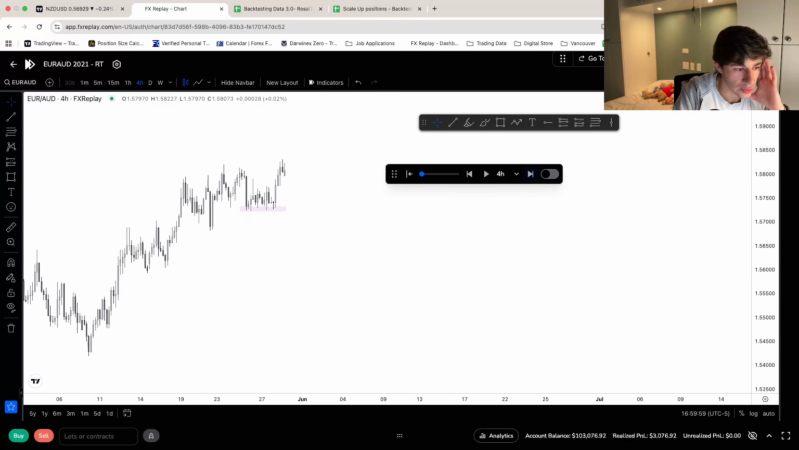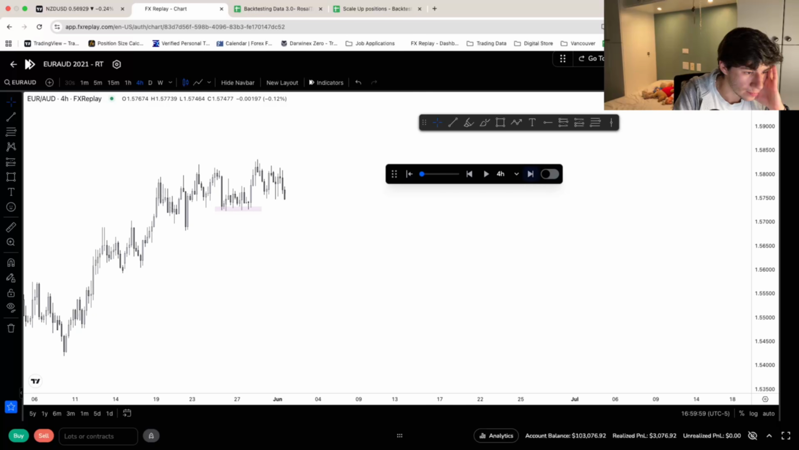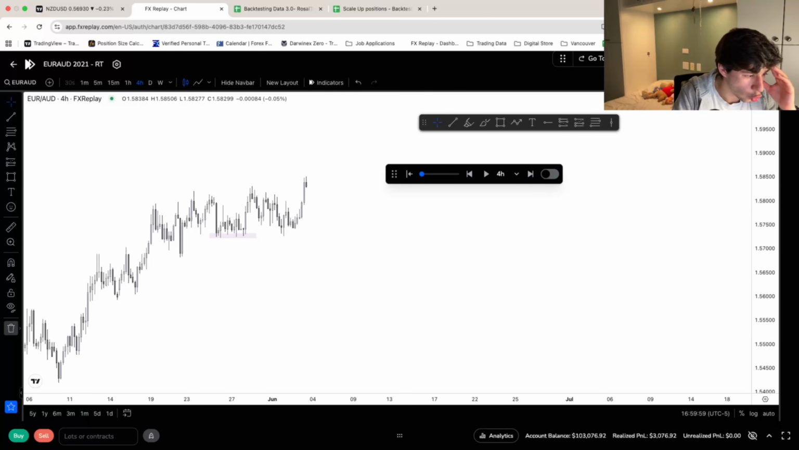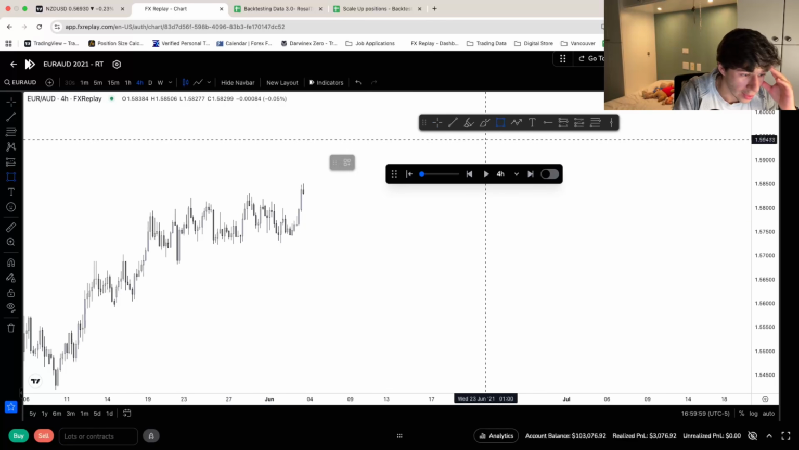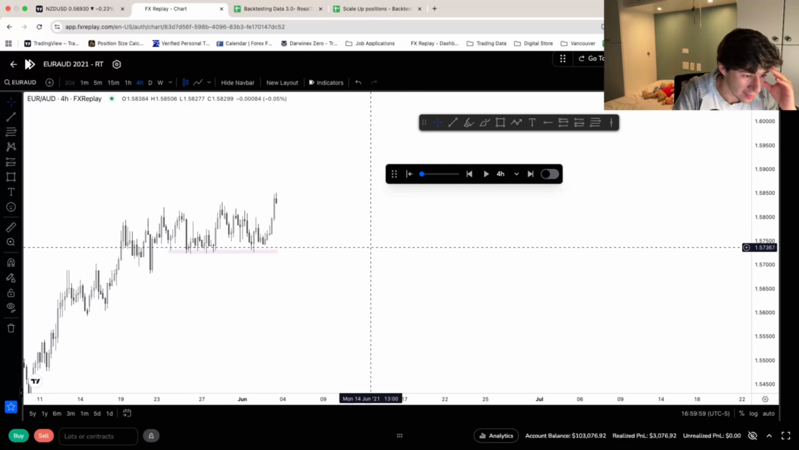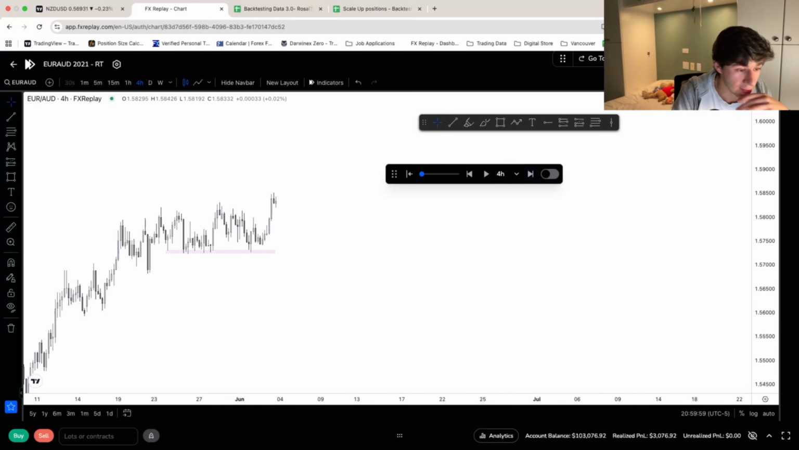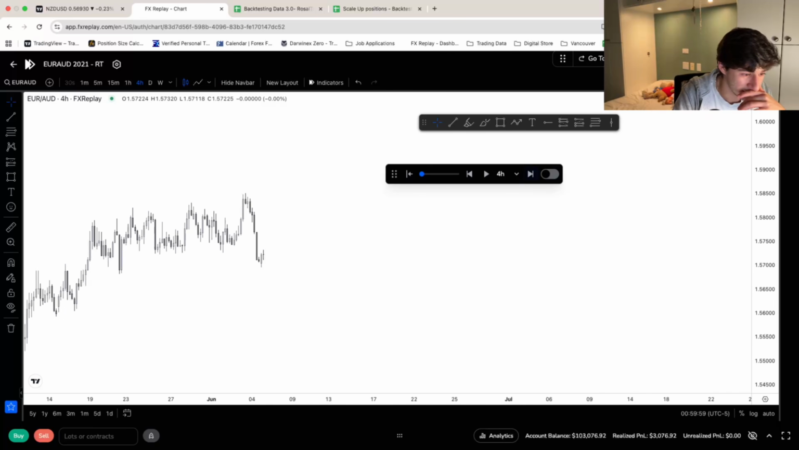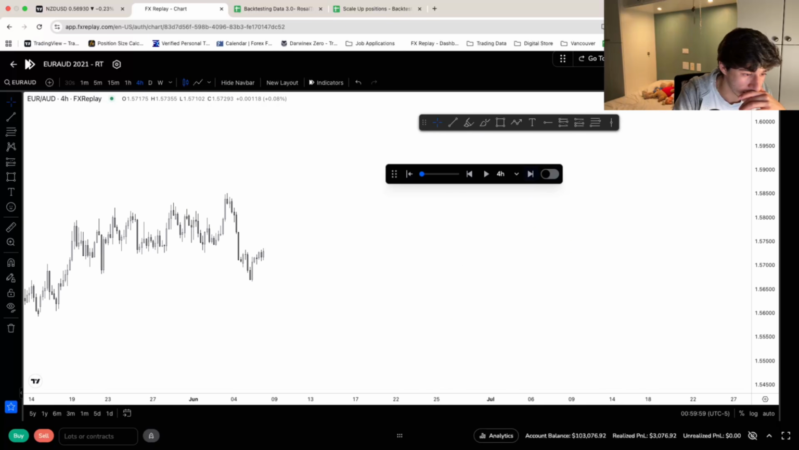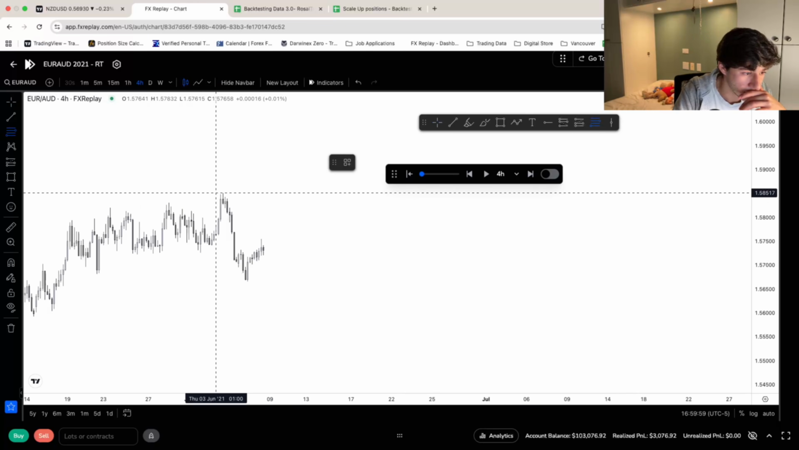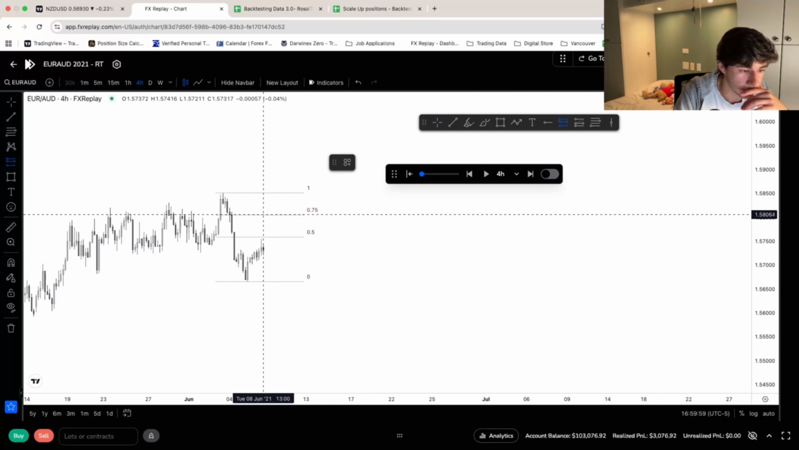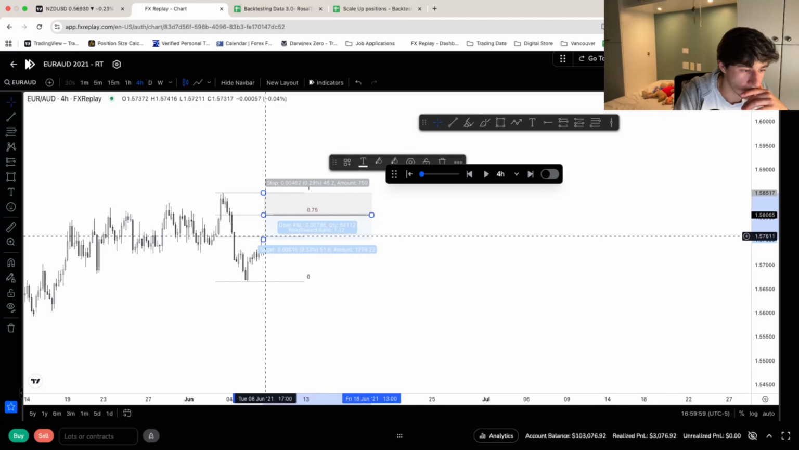Equal lows there. Bro, this pair is horrible in 2021, man. Look at that. Whoever takes a long from here, I respect that guy, bro. Okay, so that's a valid short. Actually, a very nice one. We just grabbed a bunch of liquidity here, broke everything, not only these equal lows, but as well as this low here. So I'm completely fine taking this short.